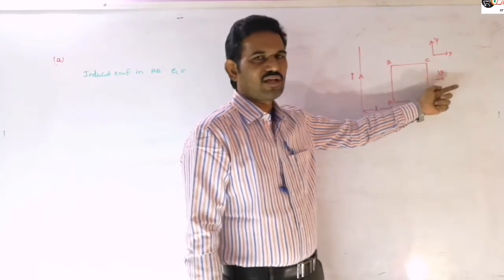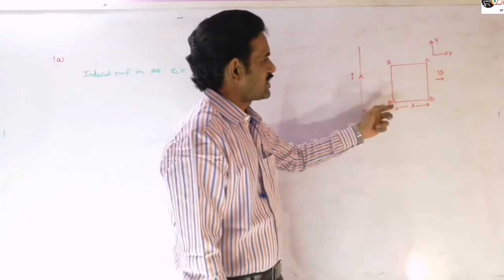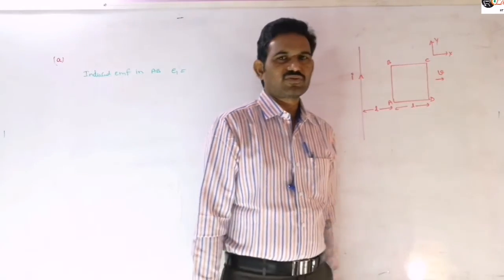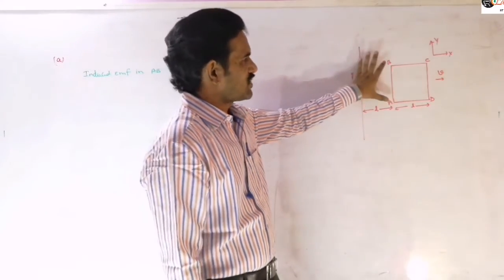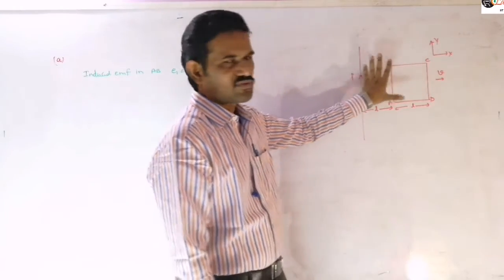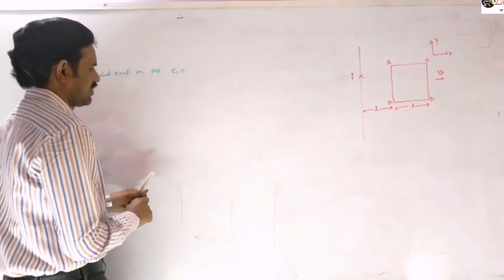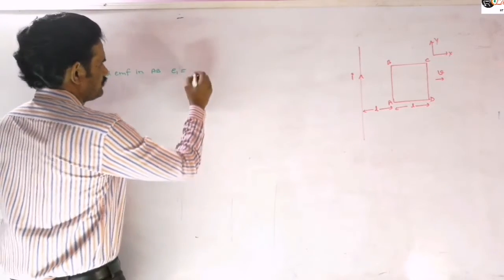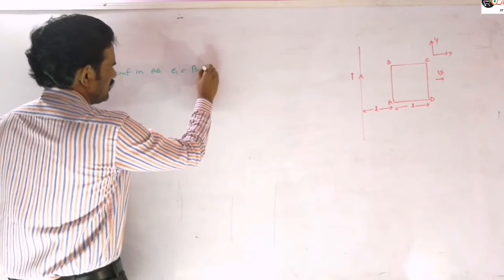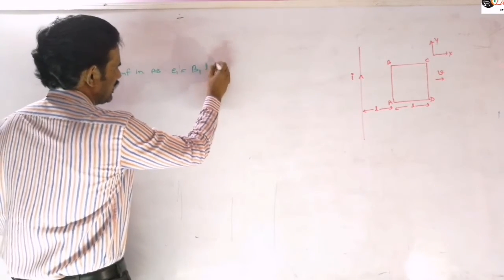BC is parallel to the velocity, so the induced EMF is 0, and similarly AD is parallel to that velocity, so no induced EMF will be there in those two sides. Only in those two conductors will there be an induced EMF. So I can write this expression as B1 into L into V.